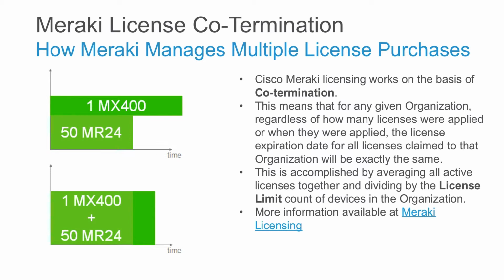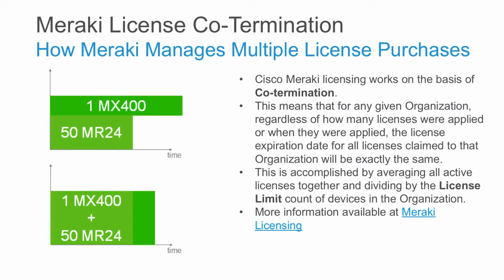Cisco Meraki licenses work on the basis of co-termination. This means for any given organization, regardless of how many licenses were applied or when they were applied, the licensing expiration date for all licenses claimed to that organization will be exactly the same. This is accomplished by averaging all active licenses together and dividing by the license limit count of the devices in the organization. As an example, Meraki sells 1, 3, 5, 7, and 10-year licenses, but does not sell prorated licenses.